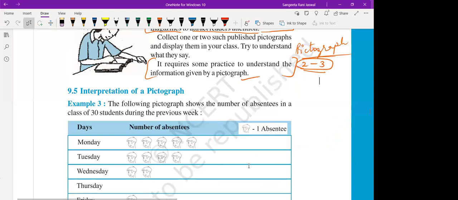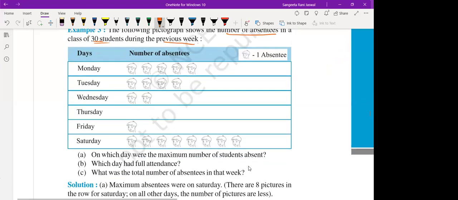Let's see this example. The following pictograph shows the number of absentees in a class of 30 students during the previous week. The main thing of this pictograph is the pictures should be interesting. If the pictures are interesting, then only they will grab the attention of the reader, no? So you have to keep the pictures also interesting.